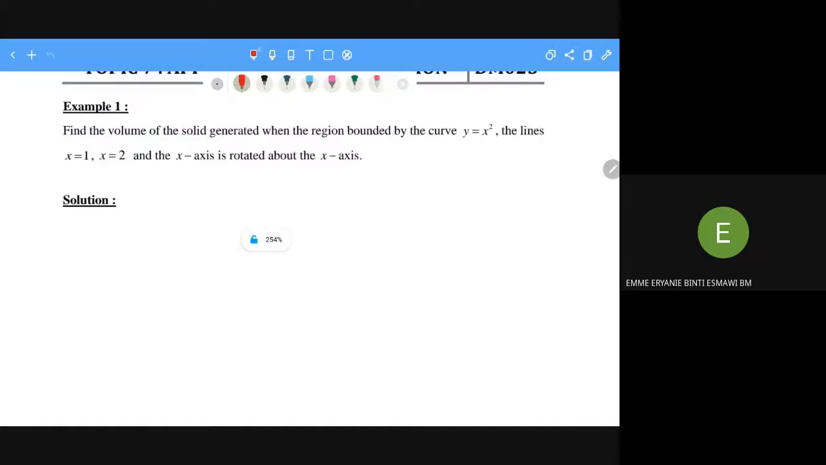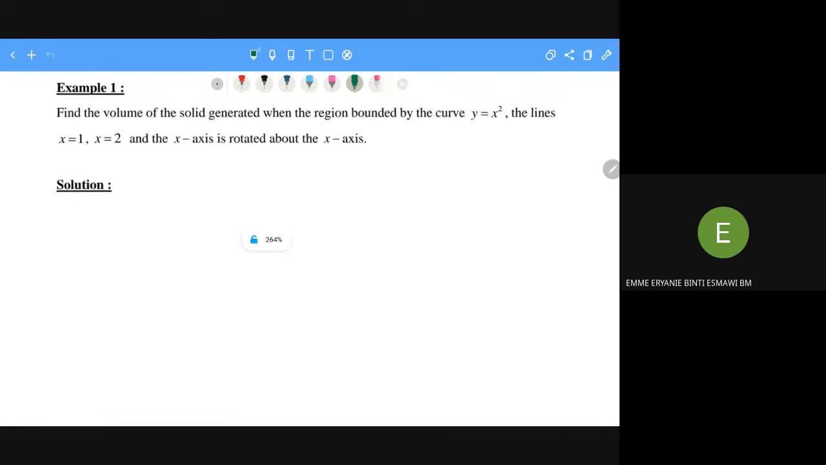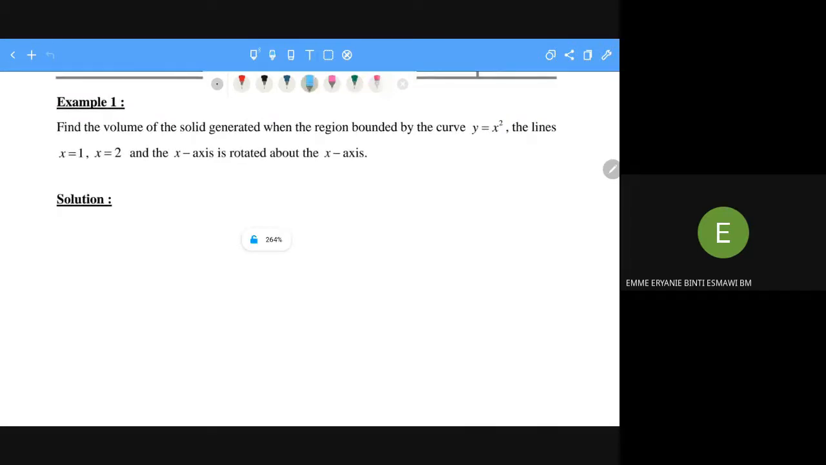In example 1, ini macam soalan SPM pula, PSPM nantilah yang dia akan selalu tanya. So when you read this kind of question, please do highlight. We have to highlight, find the volume. So kita nak cari volume. Volume of what? Volume of the solid generated. So nampak solid tu maksudnya dia adalah yang 360 degrees yang dah diputarkan. When the region bounded by the curve, the lines ini, and the x-axis is rotated about the x-axis.